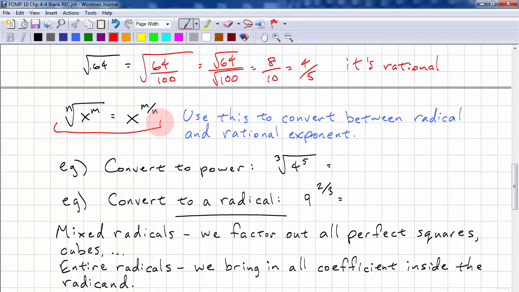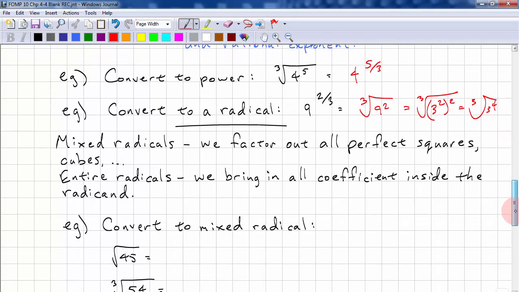Now, a handy thing to remember is this. We can convert between radicals and rational exponents. So convert this to a power. M goes on top. So this is 4 to the 5 over 3. Convert this to a radical. Okay, so we're going the other way. So the 2 goes to the inside. So we have the third root of 9 squared. We could simplify this one step further if you want. So this is 3 squared squared. So this is the cube root of 3 to the power of 4.